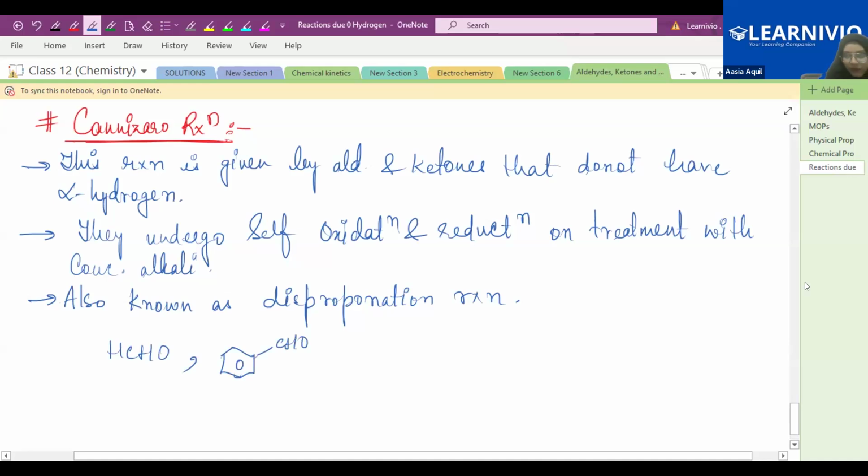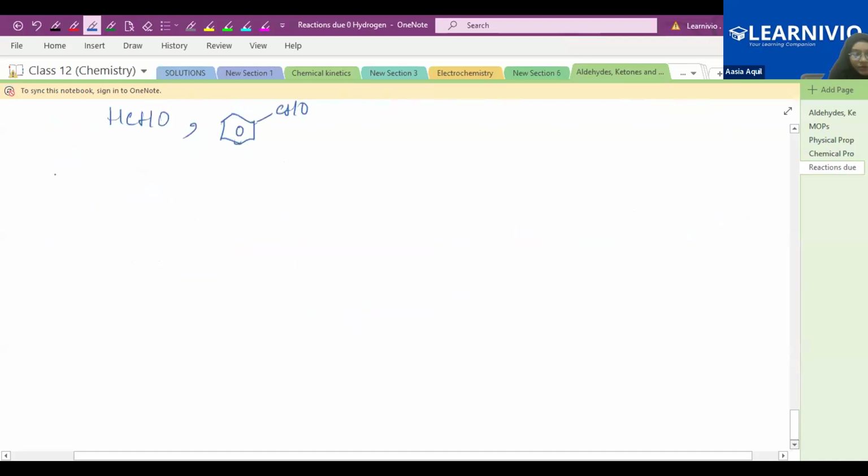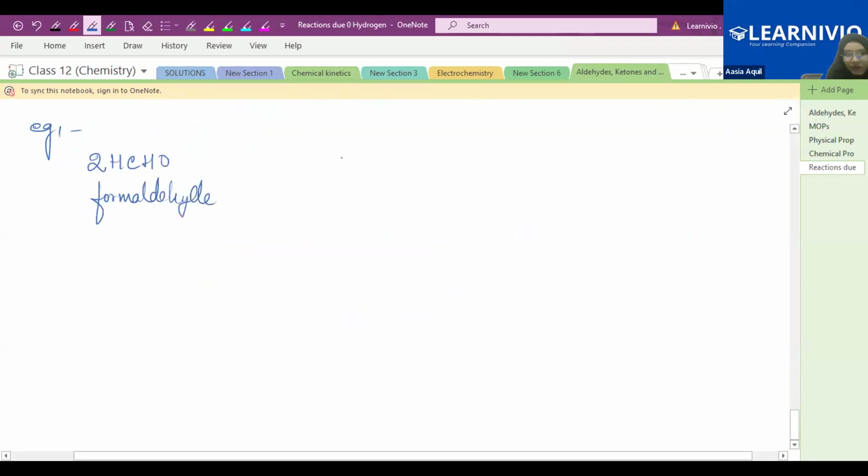Now see, suppose we take the formaldehyde example. We took 2 moles of HCHO. Okay, this is formaldehyde, 2 moles. When we add the concentrated alkali, sodium hydroxide, what will happen? This formaldehyde will undergo a redox reaction. So what will happen to this formaldehyde first? Reduction. Okay, so what is reduction, Aisha?